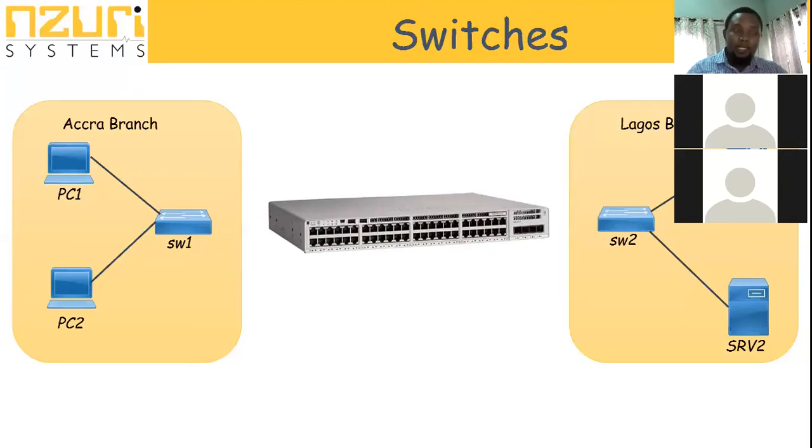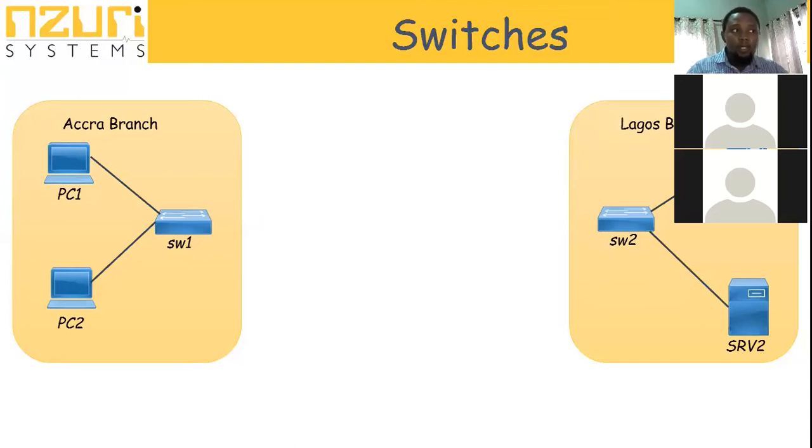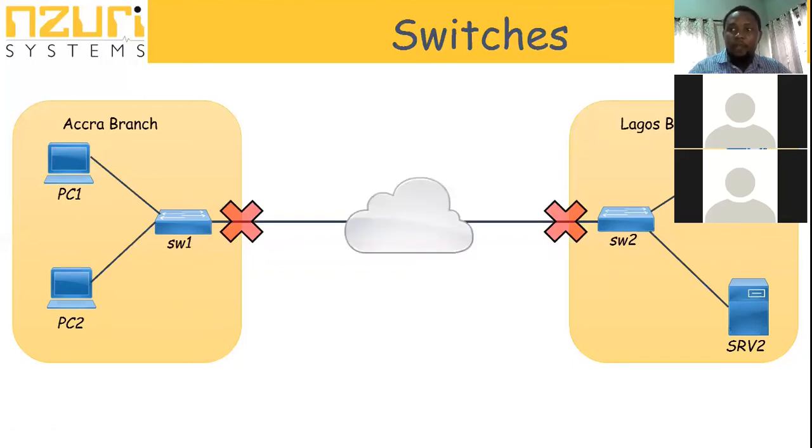So that is a typical example of a Cisco Catalyst switch, okay. Now, all that switches can ever do is to connect devices within their own domain. So if you see here in the Accra branch, this switch can only forward frames from PC2 to PC1, and that's all it can do. It would never be possible for a switch to forward a frame to another switch somewhere else over the internet. It doesn't work like that.